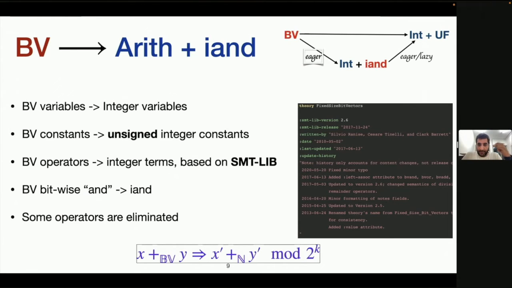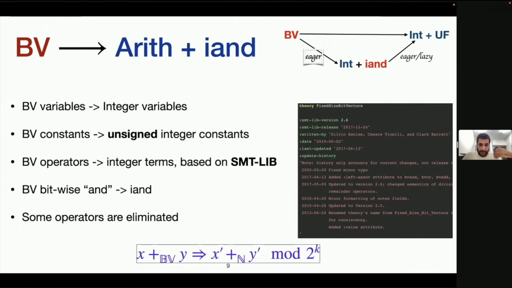The operators that are difficult to encode directly are the bitwise operators. So bitwise AND, we translate directly to the new operators, to the INT, depending on the bit width. Other operators are eliminated.